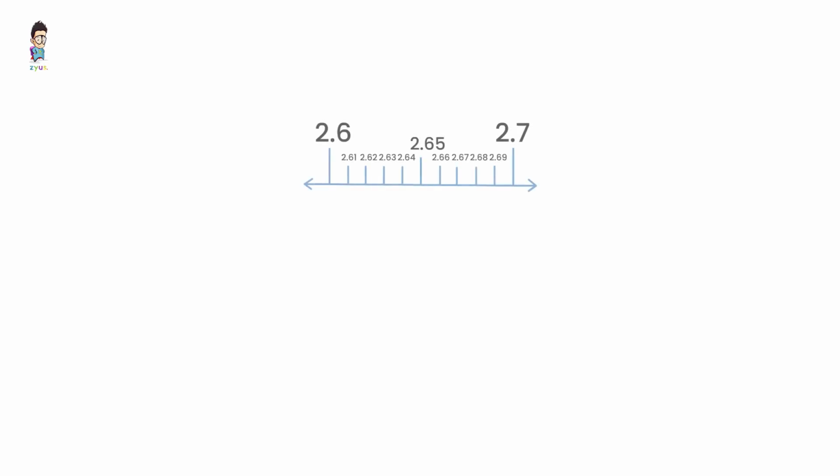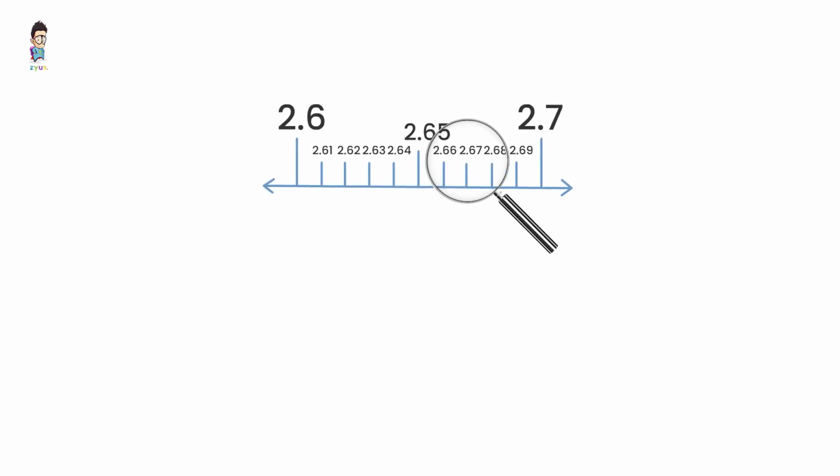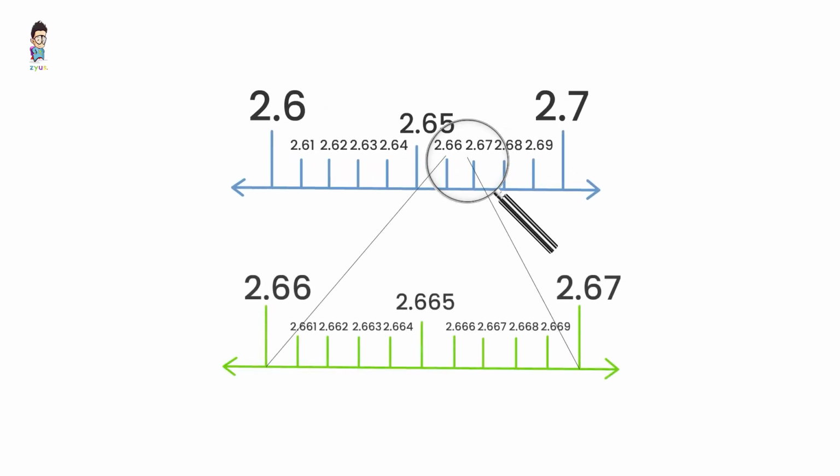Also, we will use the magnifying lens to focus into this portion. The first mark represents 2.661 and the next line represents 2.662, and so on. Here look at the fifth mark. The fifth mark is 2.665 on this subdivision. So, this is the required number.